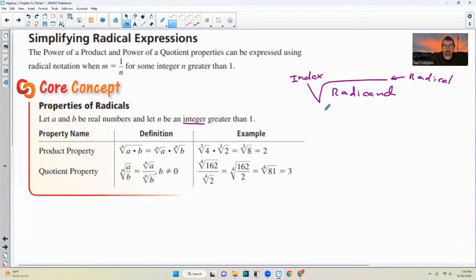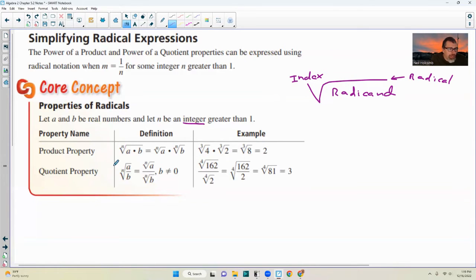So these are the terms for a square root symbol or a root symbol of any degree. The number out here is the index. The number underneath is called a radicand, and the radical sign is just called a radical. So this says the nth root of a times b equals the nth root of a times the nth root of b. So if we had the cubed root of 4 times the cubed root of 2, then that is equal to the cubed root of 4 times 2, which is 8. And the cubed root of 8 is 2, because 2 times 2 times 2 is 8.